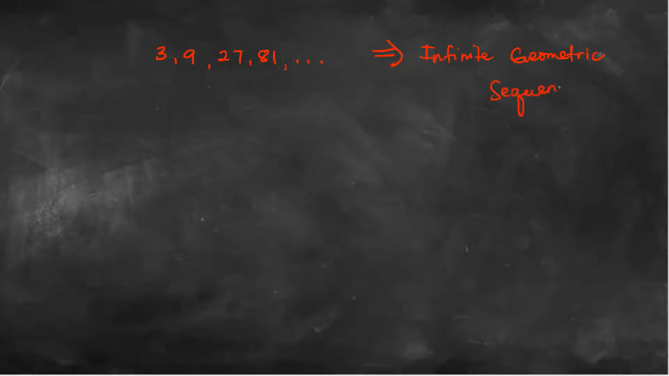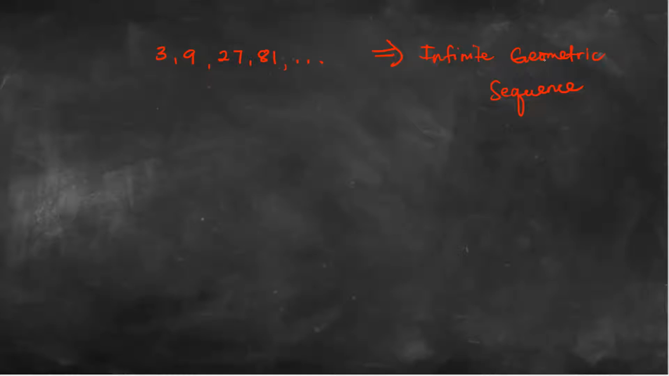Say, for example, we have 3, 9, and we have 27, and we have 81. And then, meaning to say this is an infinite geometric sequence. So this is an example of an infinite geometric sequence, because there is an ellipsis here. So let's take a look and determine the common ratio. How do we determine the common ratio here?